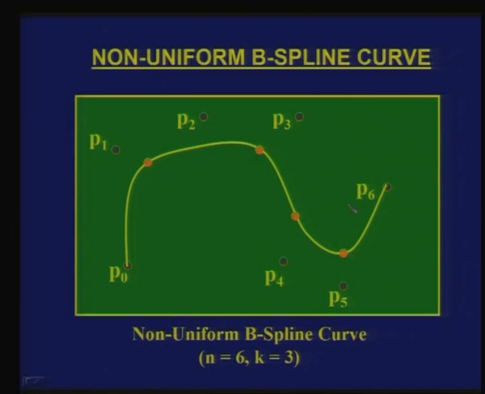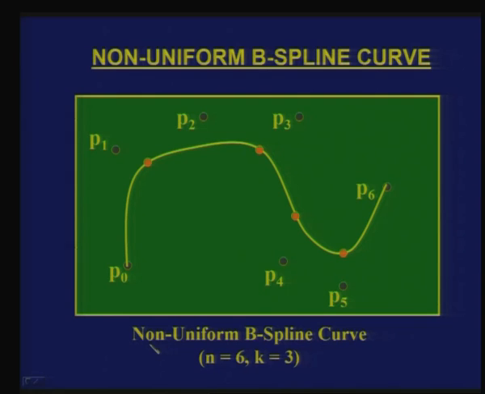Now, because of this, since the definition is in terms of segments which constitute a composite curve, suppose I change a control point like P5, it will affect a few segments, but it will not affect, let us say, a segment going from u is equal to 0 to u is equal to 1. You will also see here that I have put the word non-uniform.